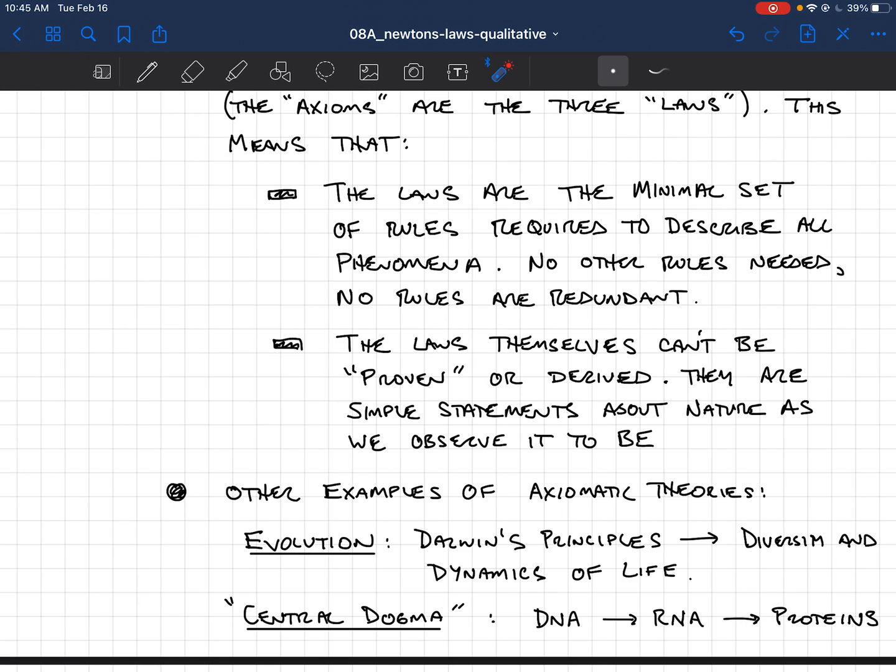With the vaccine for COVID-19, once they had the genome, all they had to do was basically type that into a computer, and they could create the genome that would make the mRNA vaccine that we use now. So those are some examples of axiomatic theories. A simple set of rules from which very complicated things can arise.